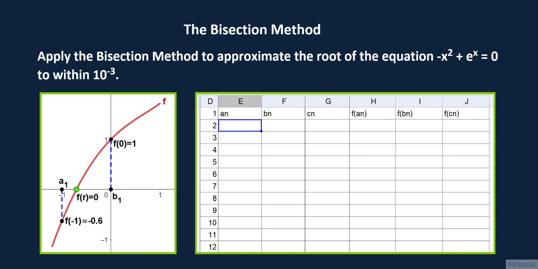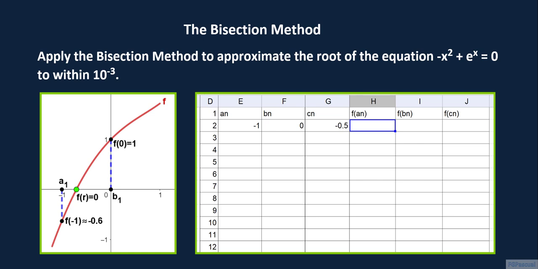The first left endpoint, which is a sub 1, is minus 1, and the first right endpoint, which is b sub 1, is 0. The midpoint c sub 1 involves a formula, and for this we start the entry in cell G2, where c1 goes, with an equal sign followed by half or 0.5, times the sum of a sub 1 and b sub 1. A sub 1 is in cell E2, and b sub 1 is in cell F2. The midpoint minus 0.5 is the first midpoint estimate for the solution r.